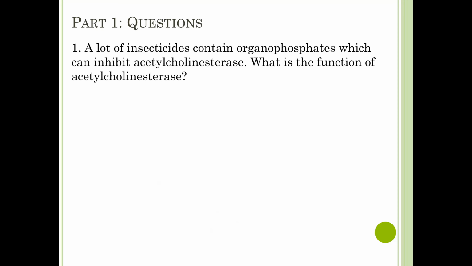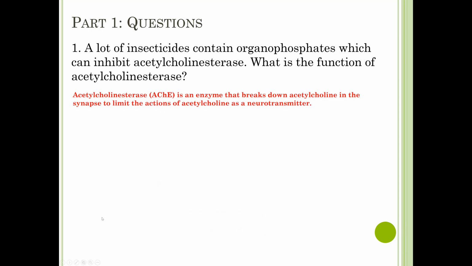Number 1. A lot of insecticides contain organophosphates, which can inhibit acetylcholinesterase. What is the function of acetylcholinesterase? So if you remember from back in Chapter 10, acetylcholinesterase is an enzyme that breaks down acetylcholine in the synapse, which limits the actions of acetylcholine as a neurotransmitter.